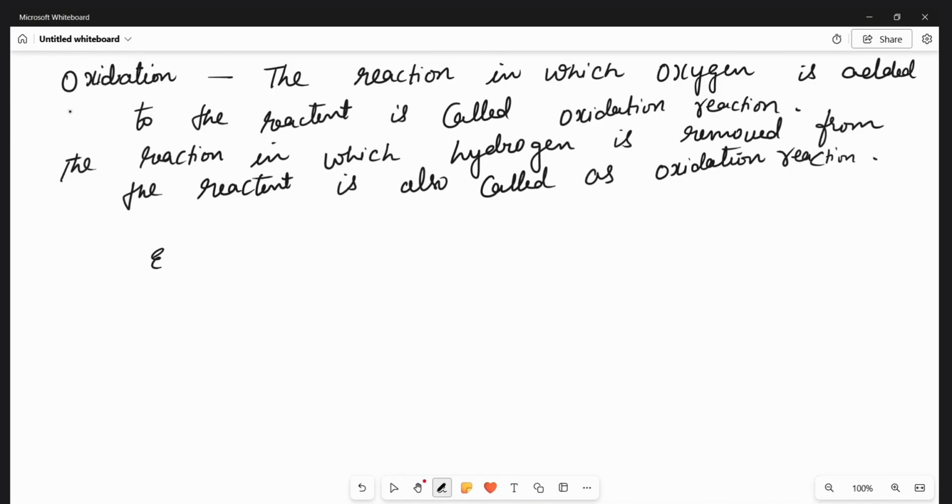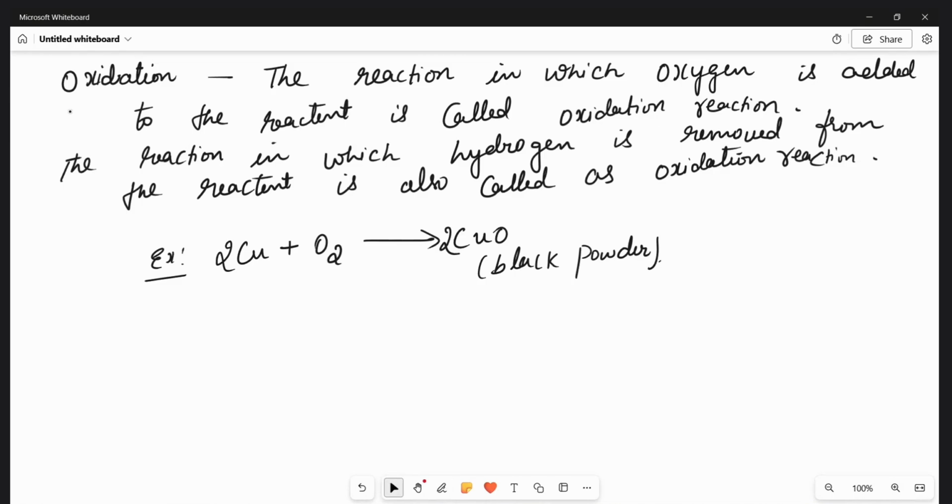Example: copper plus oxygen, you will get copper oxide. It is a black powder. We can balance it like this. The copper symbol is Cu. When copper is combined with the oxygen, we get copper oxide. Copper oxide is a black powder.